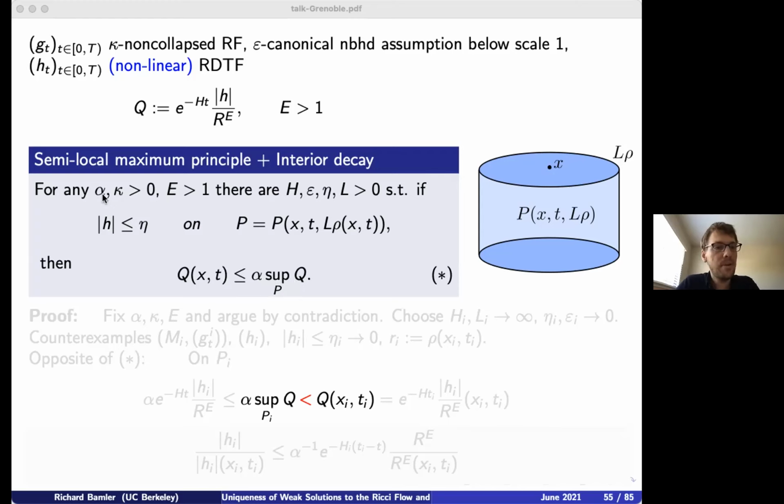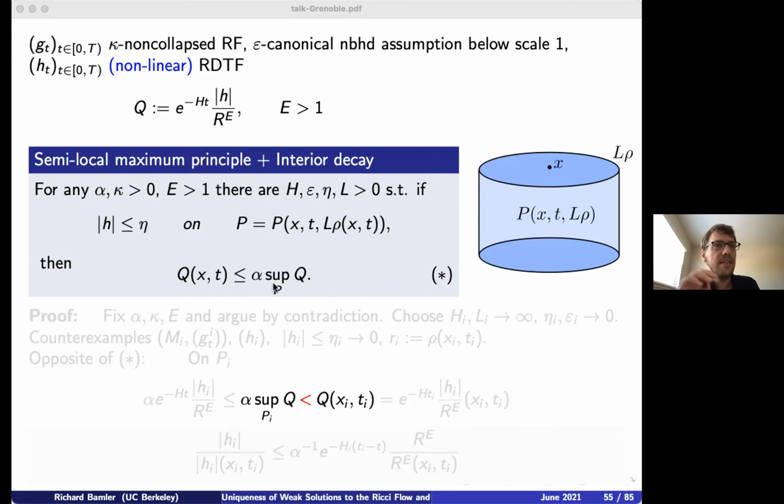Okay, so recall alpha could be chosen as small as we want, but then we may have to choose L larger, or eta larger, or H larger. Okay, so maybe I should say, why do I call this a semi-local maximum principle? So let me, for example, choose alpha to be 1/2, right? So then this estimate says that Q cannot attain a maximum at x, okay? Because if it attained a maximum at x over this parabolic neighborhood, this bound would be violated, okay?